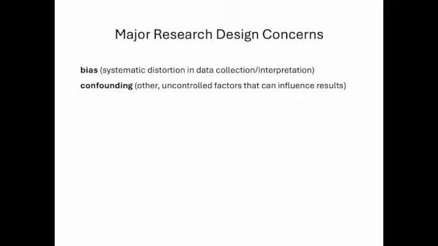In any research, the two main things that we worry about are bias, the systematic distortion in our collection or interpretation, and confounding. Confounding happens when we don't take something into account, and it might be the reason for the results. So it's another possible explanation for the results outside of our study. So we want to minimize both of these so that we can have a lot of confidence in our results being due to the things that we're studying.